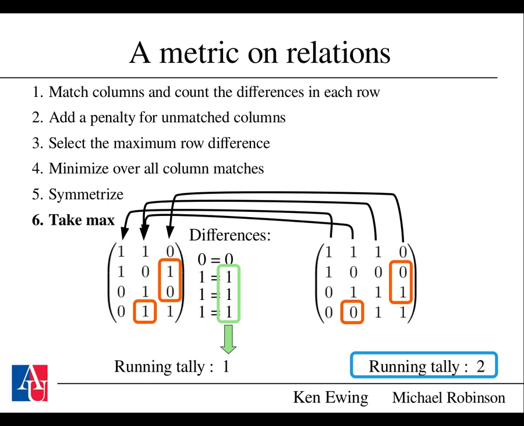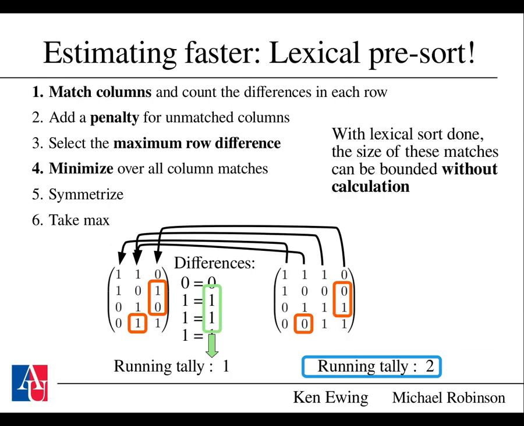As you might imagine, this has got lots of searches all over it. That's kind of unpleasant. But one thing that you can do, and this is a nice discovery of my student Ken Ewing, is that you can much, much faster estimate this, bound it, although not actually know for sure. It's not necessarily an exact value. If you lexically pre-sort your relations, then you can bound the sizes of the matches that you're making without doing any calculation. And so you can end up with a bound on the distance very quickly.